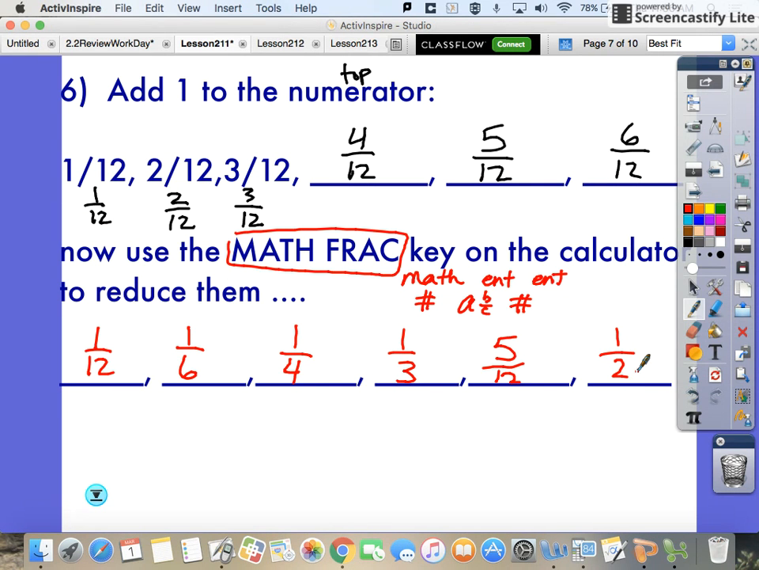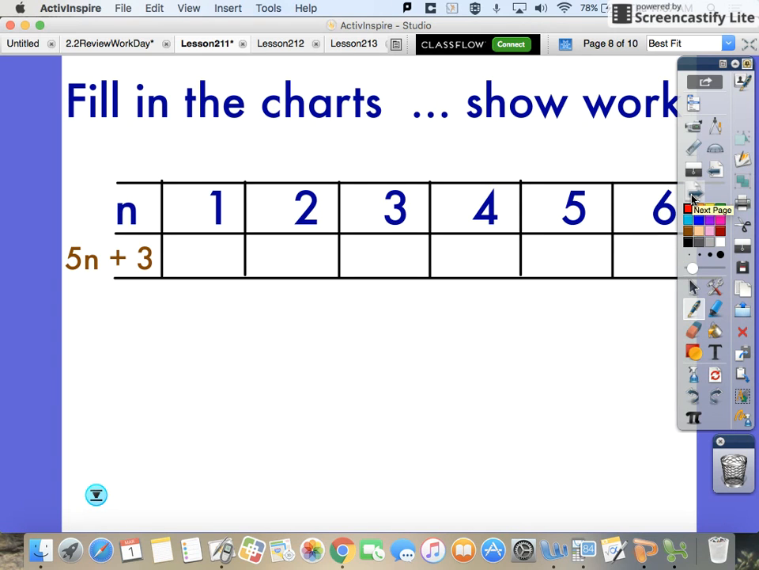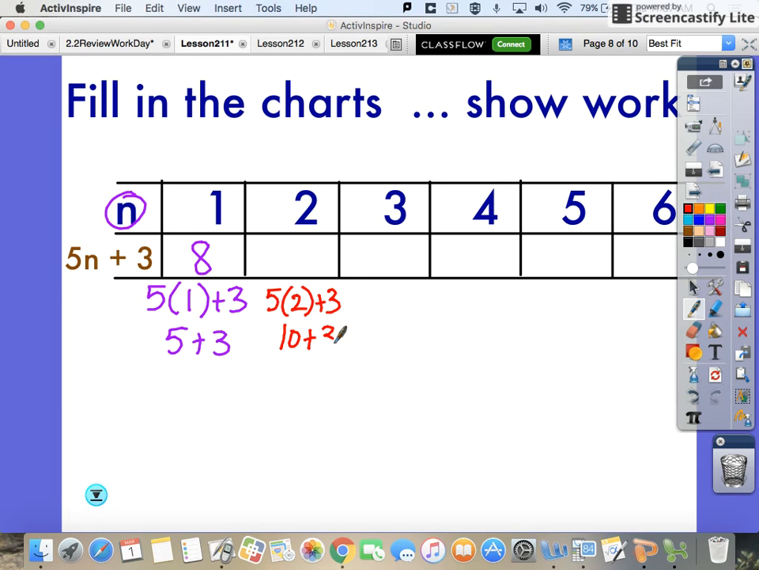Okay? So on your homework, there's one like this, where there's one line and then there's another line. The second line is for the reduced fractions. All right. So this one is where it gets a little bit trickier, but not awful. Basically, we have n's 1 through 6, and we need to put it into this equation. So we're going to go 5 times, in this case, n is 1, plus 3. So we've got 5 plus 3, which is 8. The next one, we're going to go 5 times n plus 3, and in this case, n is 2. So we've got 10 plus 3, which is 13.